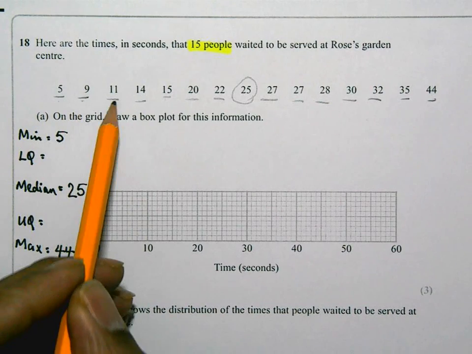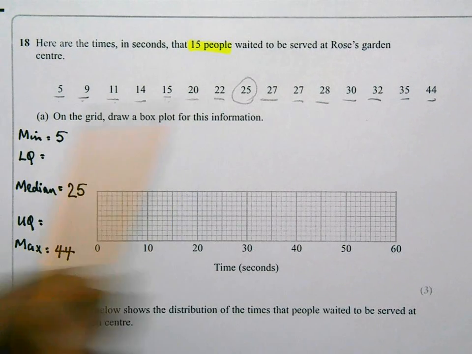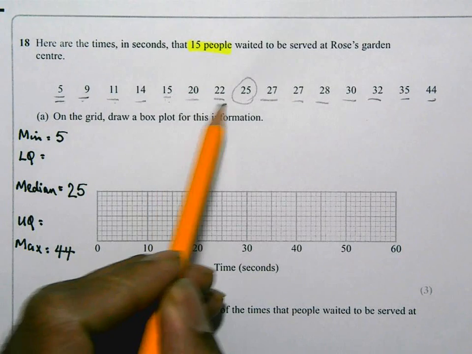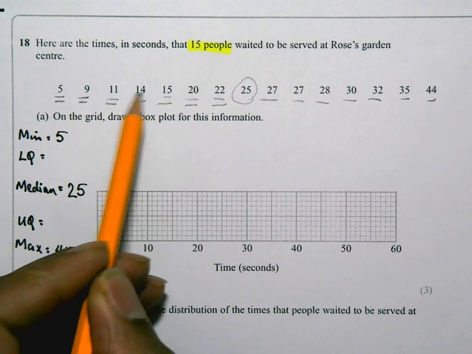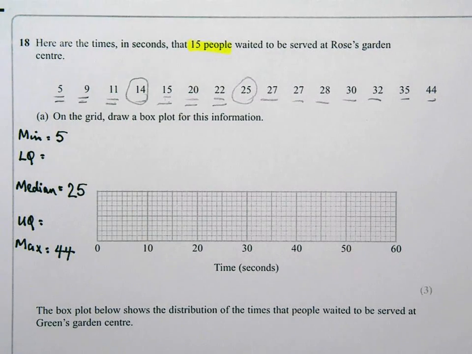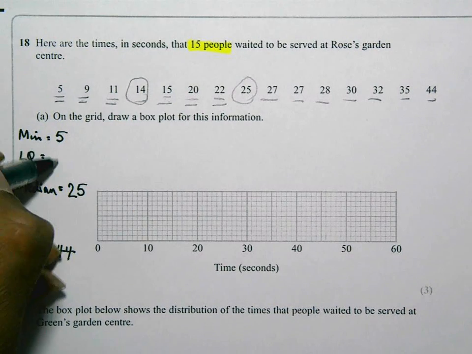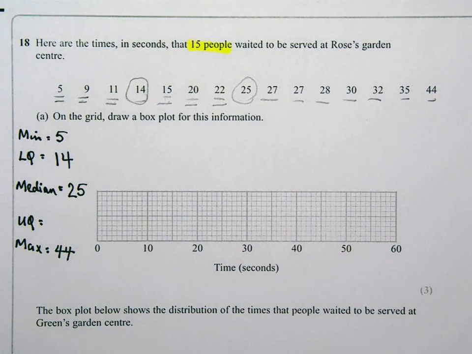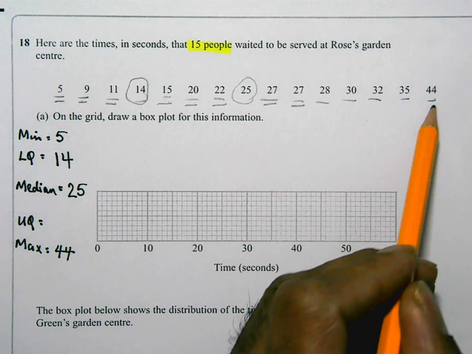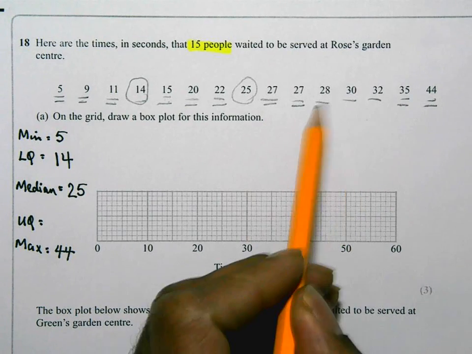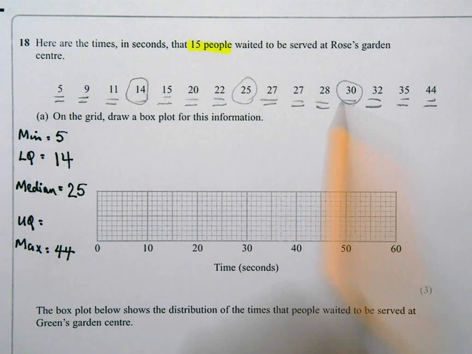Now to work out the lower quartile, on this side I have 1, 2, 3, 4, 5, 6, 7. So let's do an extra line under there, extra one there, there, and there. So my lower quartile is 14. And then doing a similar thing to get to my upper quartile: 1, 2, and then 1, 2, and I have 3 in the center there. So my upper quartile is going to be 30.